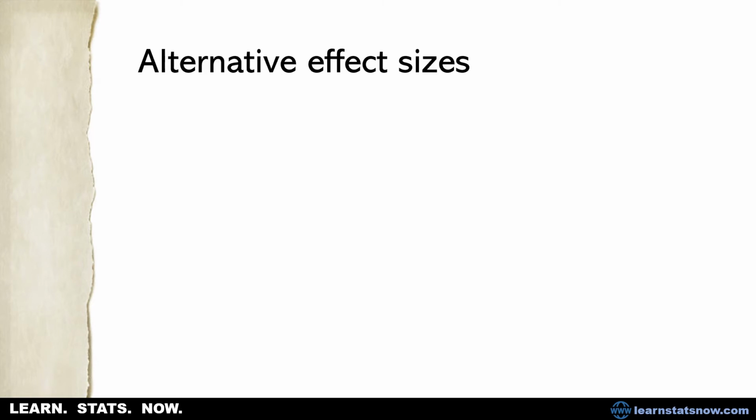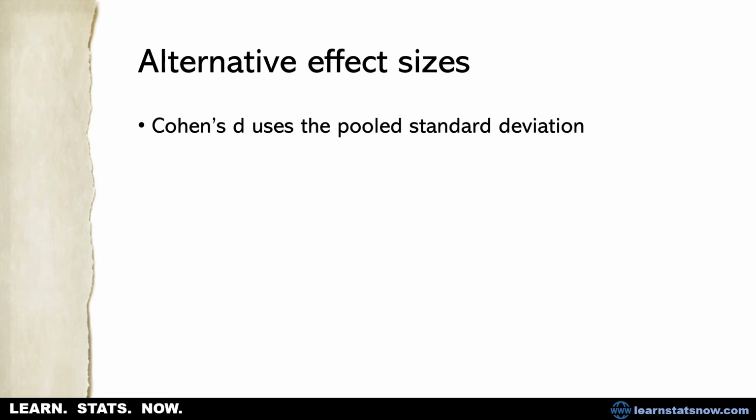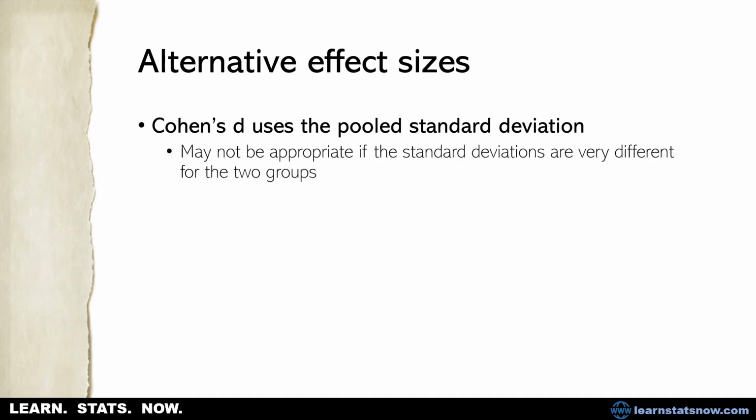There are also alternative effect sizes that are similar to Cohen's d. Cohen's d uses the pooled standard deviation. You saw that in the calculations. And that's okay as long as the variance for our two groups are equal. In other words, the homogeneity of variance assumption is met. But it may not be appropriate if the standard deviations are very different for the two groups. So there are alternatives provided in JASP.